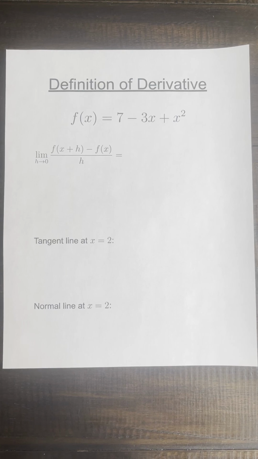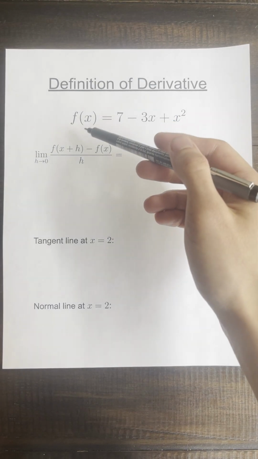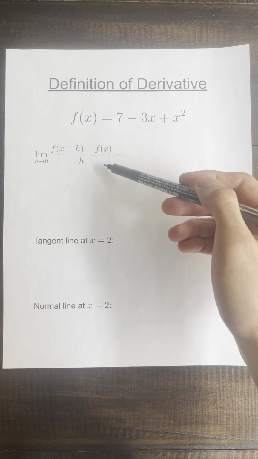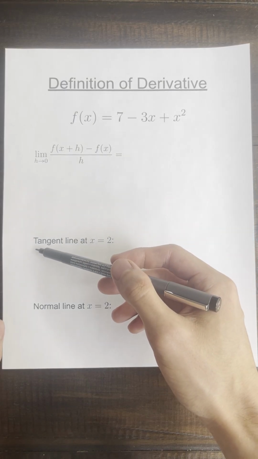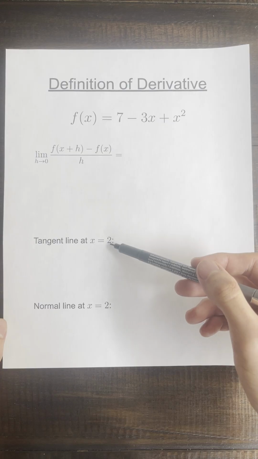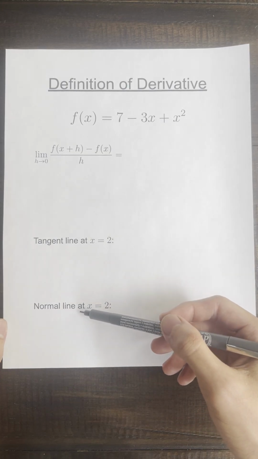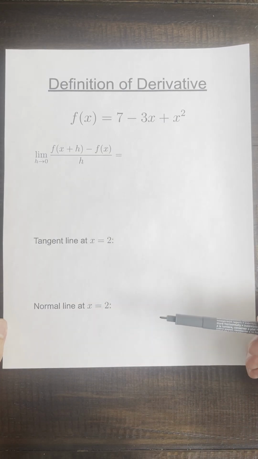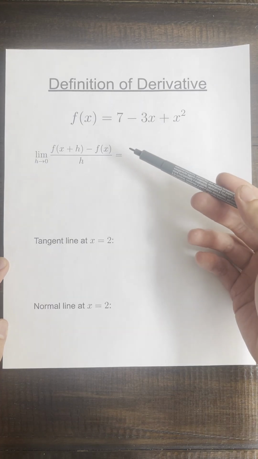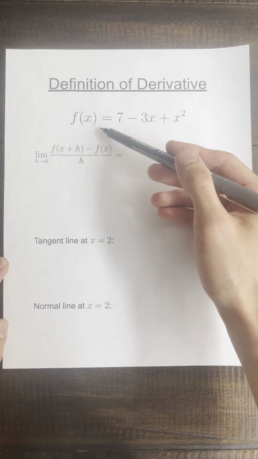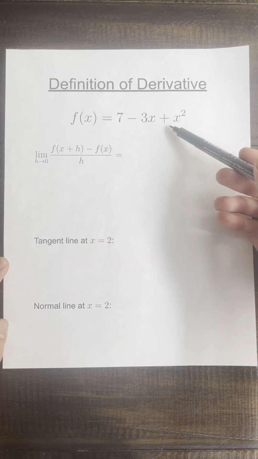In this video, we're going to be plugging in f of x into the definition of a derivative. Once we find the derivative, we're going to use it to find the equation of the tangent line at x equals 2, as well as the normal line at x equals 2. I'll also show you what this looks like graphically, but we'll do that later. Let's begin. So they gave us f of x is equal to 7 minus 3x plus x squared.